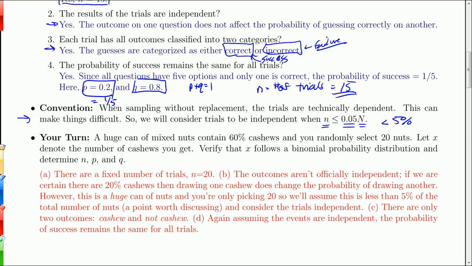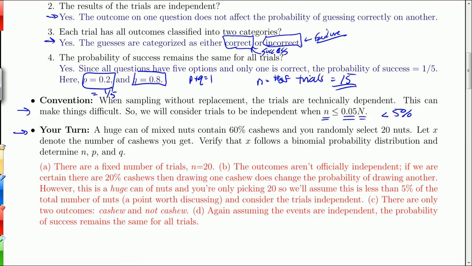Less than 5%, just like from the last chapter in probability. So here's a your turn problem, so we'll go over this in detail. We have a huge can of mixed nuts containing 60% cashews. It's a huge can. Thousands of nuts. And you randomly select 20 nuts. Let X denote the number of cashews you get, and verify that X follows a binomial probability distribution.